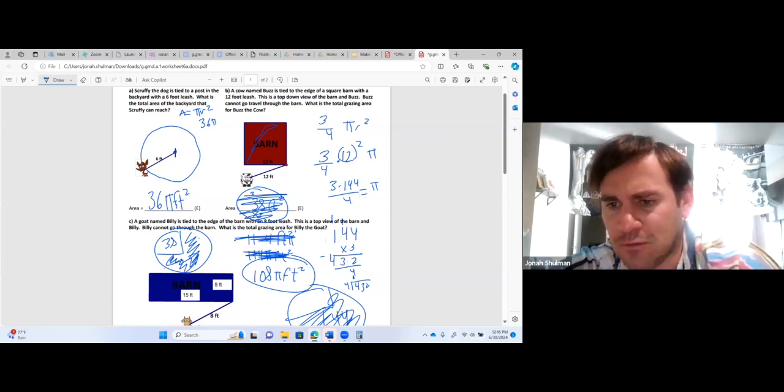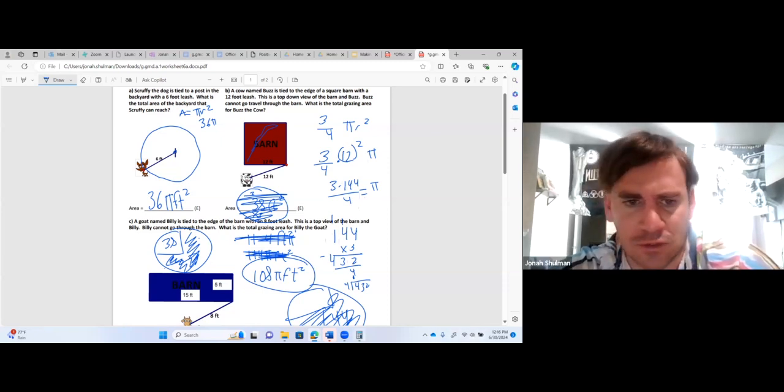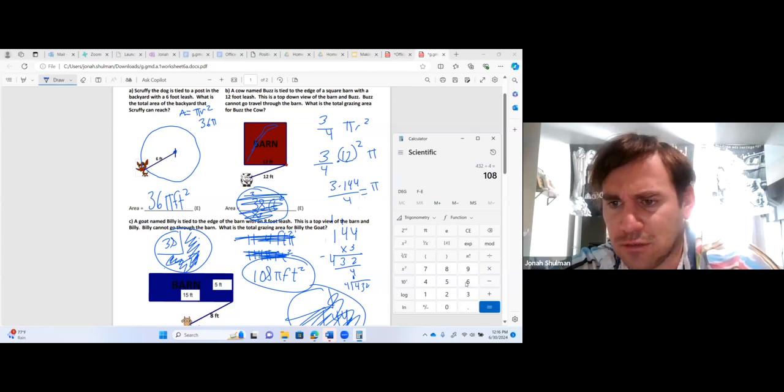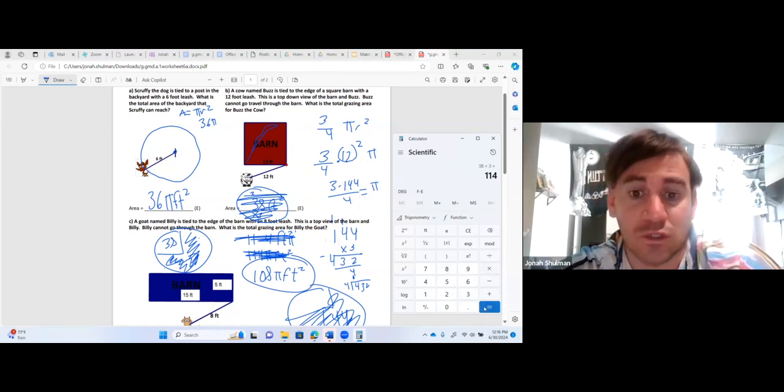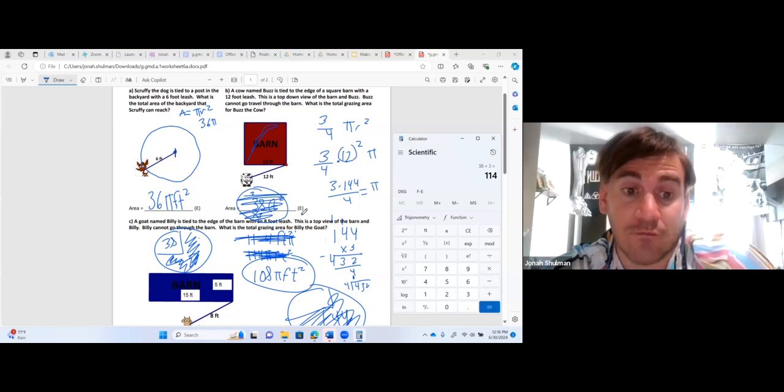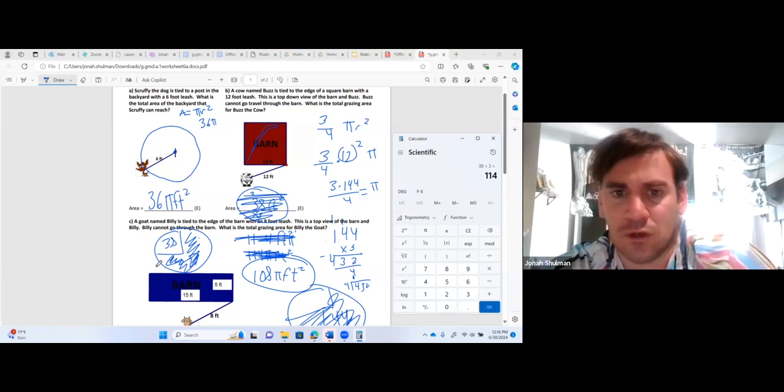So let's see if that was correct. Let's go back and let's do 38 times 3. Yeah, so you can't go the other way. You have to do it correctly. If I just multiply this by 3, it's not giving me the right answer. So that's okay. It should be 108 feet squared.